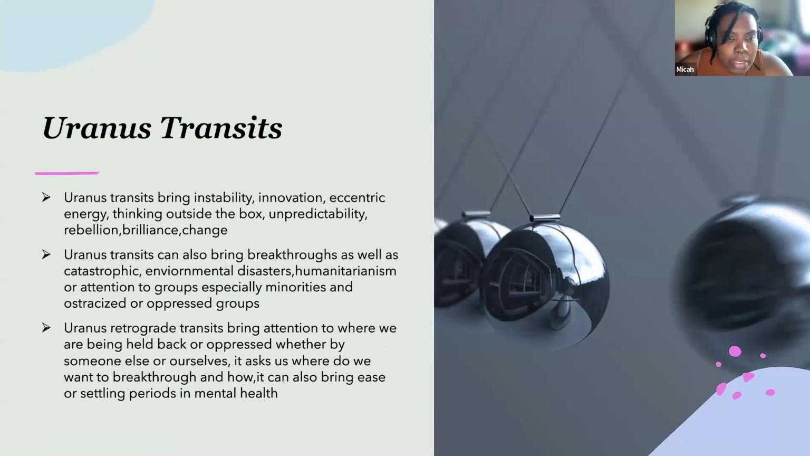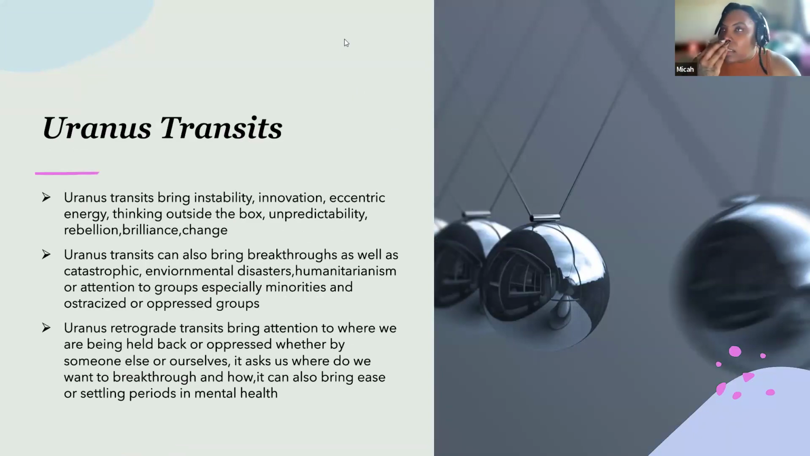Uranus transits bring instability, innovation, eccentric energy, thinking outside the box, unpredictability, rebellion, brilliance, and change. Uranus transits can also bring breakthroughs as well as catastrophic environmental disasters, humanitarianism, or attention to groups, especially minorities and ostracized or oppressed groups. It can also bring overthrowing of the government. Sorry. I mean, it can bring overthrowing of oppressive governments.